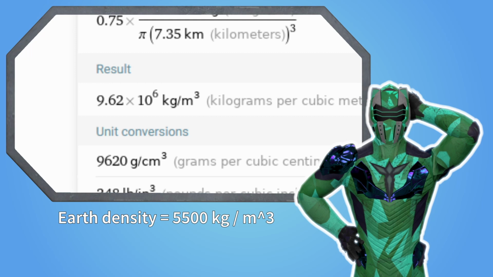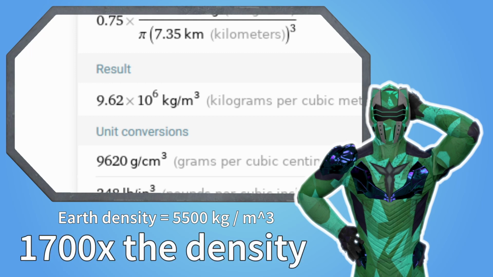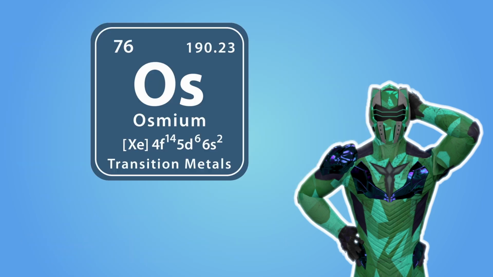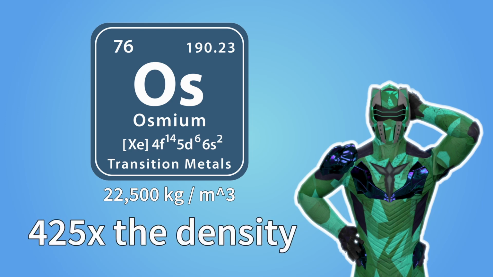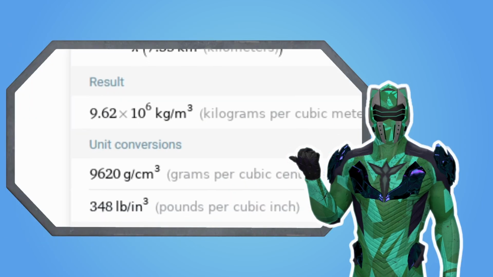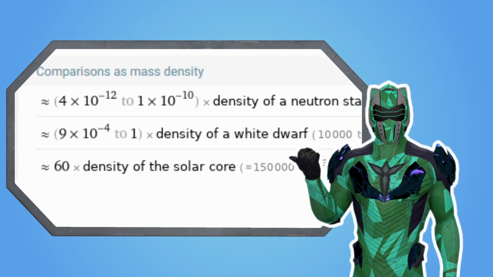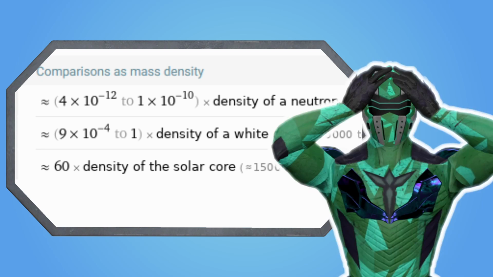So Auraxis is more than 1,700 times denser than Earth. Moreover, the densest material that we know of, osmium, has a density of 22,500 kilograms per meter cubed. Auraxis is still 425 times denser than that. Also, Wolfram Alpha, who is much smarter than I am, automatically tells me that the density of Auraxis is on the same orders of magnitude as the density of a white dwarf. And white dwarfs are the remnant cores of ancient stars.